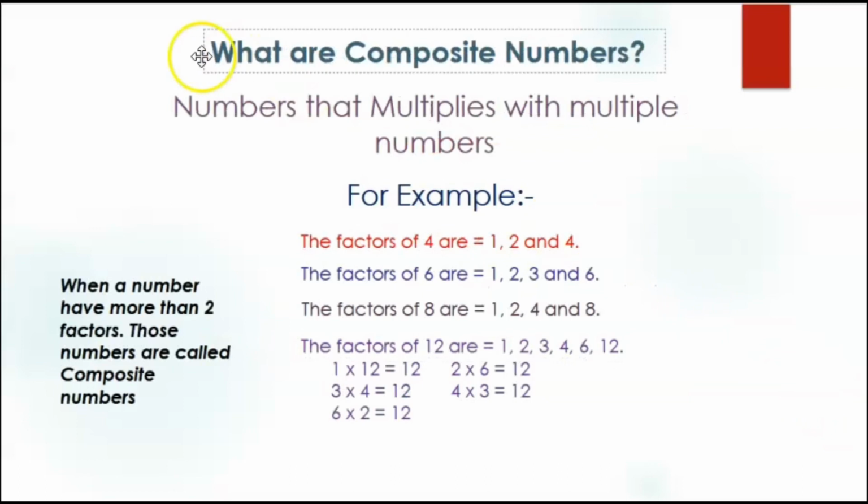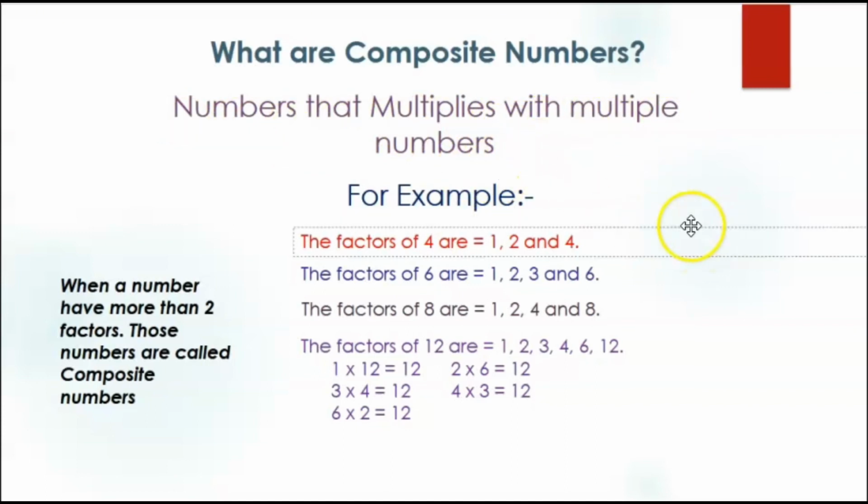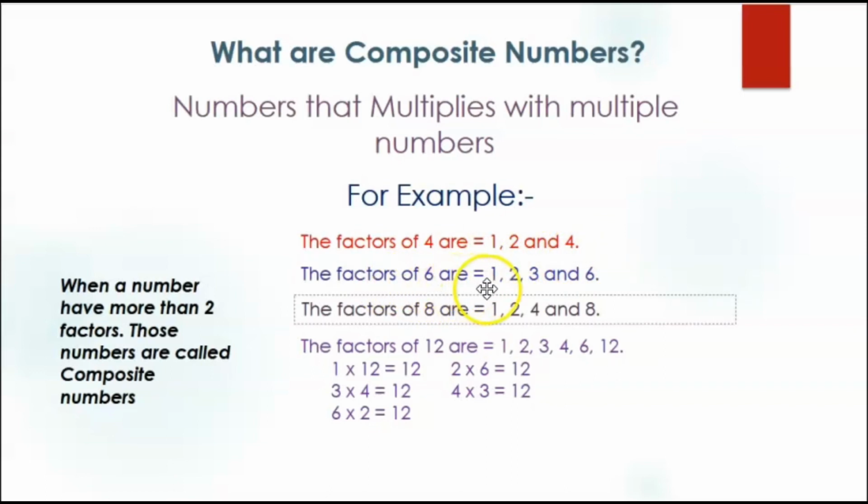Now let's take a look at what composite numbers are. Composite numbers multiply with multiple numbers. Let's look at a few examples. The factors of 4 are 1, 2, and 4. The factors of 6 are 1, 2, 3, and 6. The factors of 8 are 1, 2, 4, and 8.